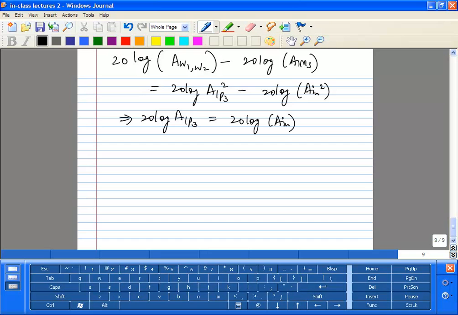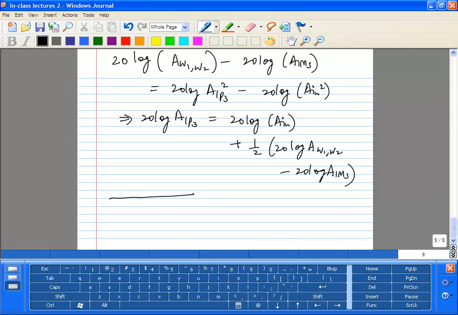So you're going to divide by half on all sides. Is this clear? You're just taking 20 log on all sides, on both sides. Okay. In fact, what effectively you're doing is taking a square root on both sides, and then taking 20 log. Okay. So what does this mean?